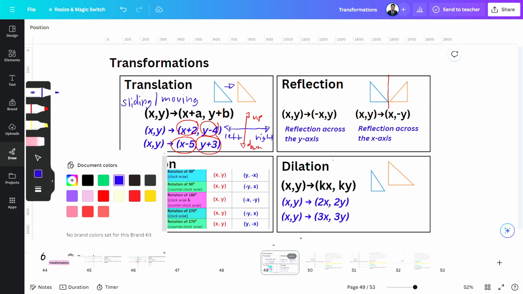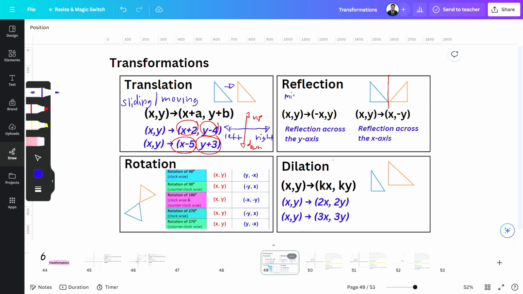We're mirroring. What else do we do? It's also like we're trying to flip the figure, right? We're flipping the figure. Okay, but that would depend on the direction or the line of reflection. Please take note that we have two lines of reflection that could possibly be used: the y-axis and the x-axis.